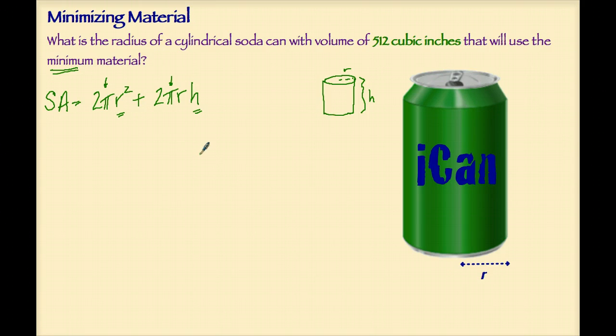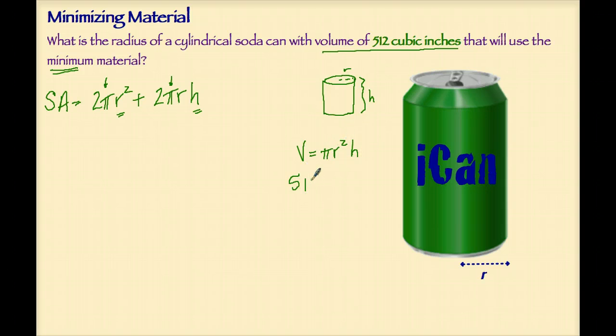Of course, two is too many variables to have in our primary equation, so we're going to need to reduce this equation to one independent variable. Thus, we will use the other information that we were given in the problem to do so. The volume of this can is 512 cubic inches, and the volume of a right circular cylinder is the area of the base times the height. So that will be pi r squared h.